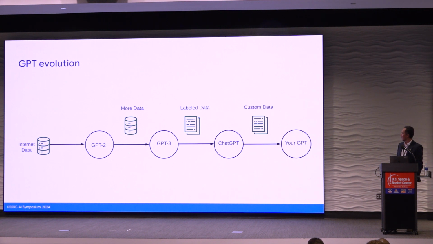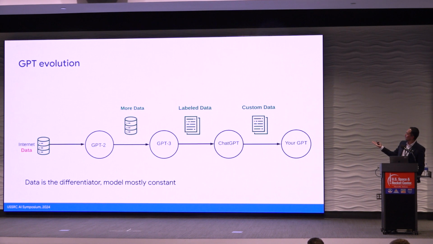ChatGPT. And now you can customize this with your own data, your own business data, or science data, to create your own GPT. So what is the takeaway here? Data is a differentiator, right? The model really hasn't changed here. It's the data that has been advancing this model.